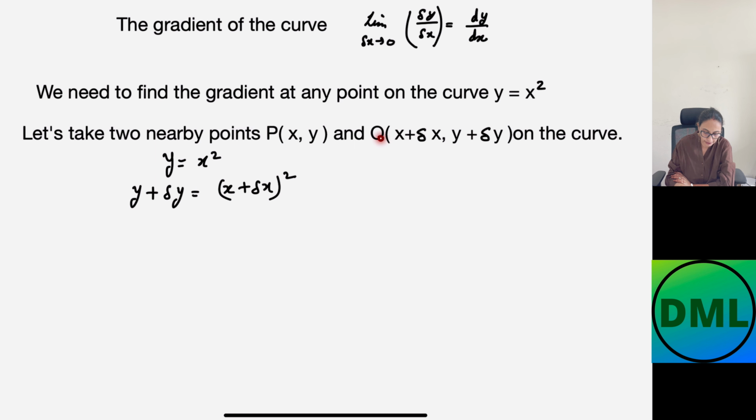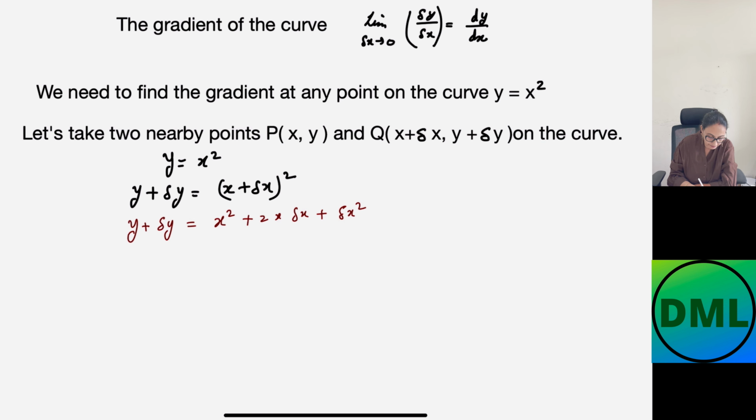If we take the point Q, we will replace y by y plus delta y and x by x plus delta x. This will be written as y plus delta y is equal to x plus delta x the whole square. I need to open that. Let's open it. Y plus delta y is given by, using the a plus b the whole square formula, which is a square plus 2ab plus b square, x square plus 2x delta x plus delta x square.